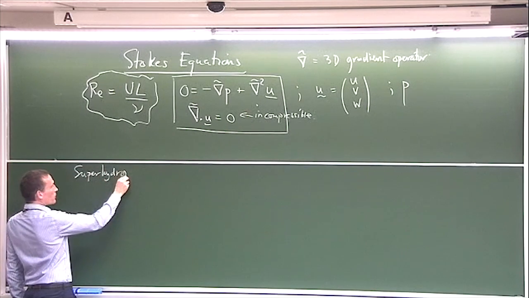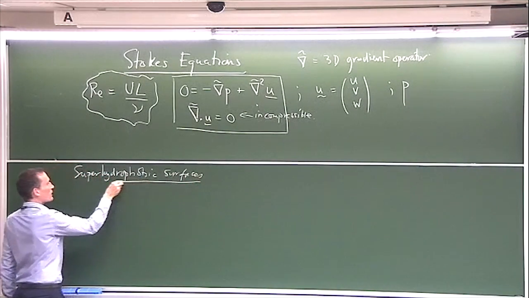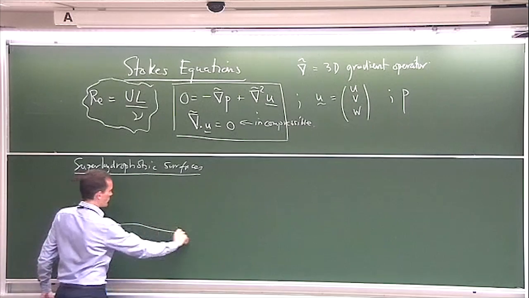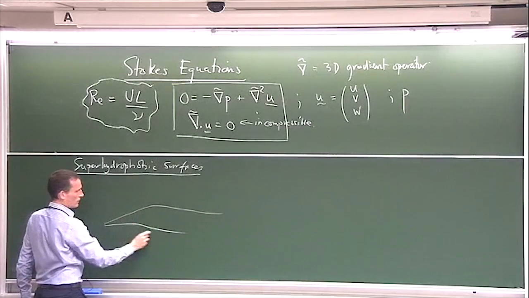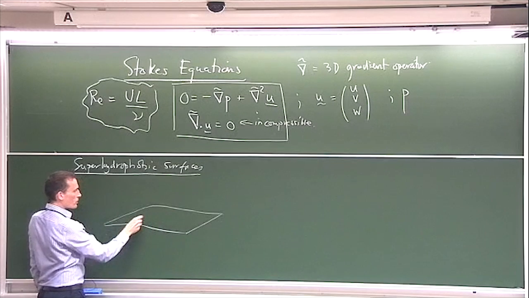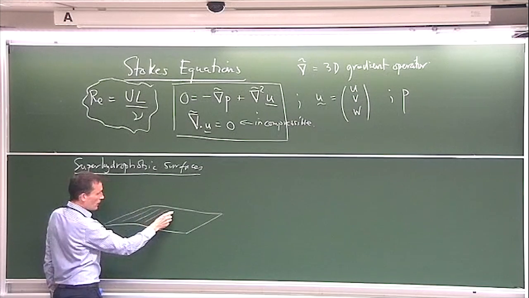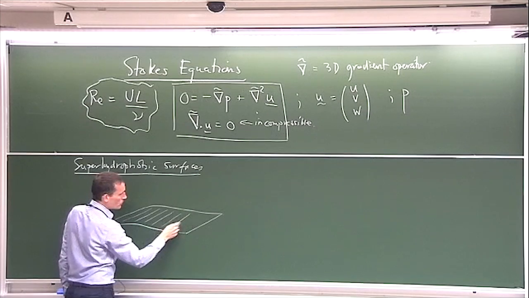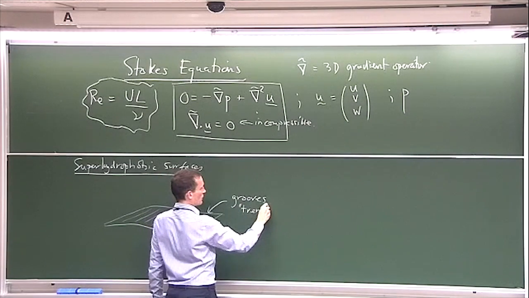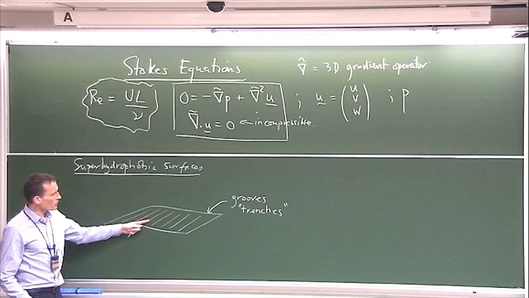Let me just give you an idea of how useful superhydrophobic surfaces are. This is just one of the applications I hope to talk about later, probably next week. So let's suppose we've got some surface. And this is what people do, this is a two-dimensional surface, and what people do is they perhaps etch grooves or microchannels. Think of this as a microchannel, and the bottom of the microchannel has these grooves in it. So these are grooves or trenches. Lots of different names for these things. Basically, people etch some grooves into these surfaces.